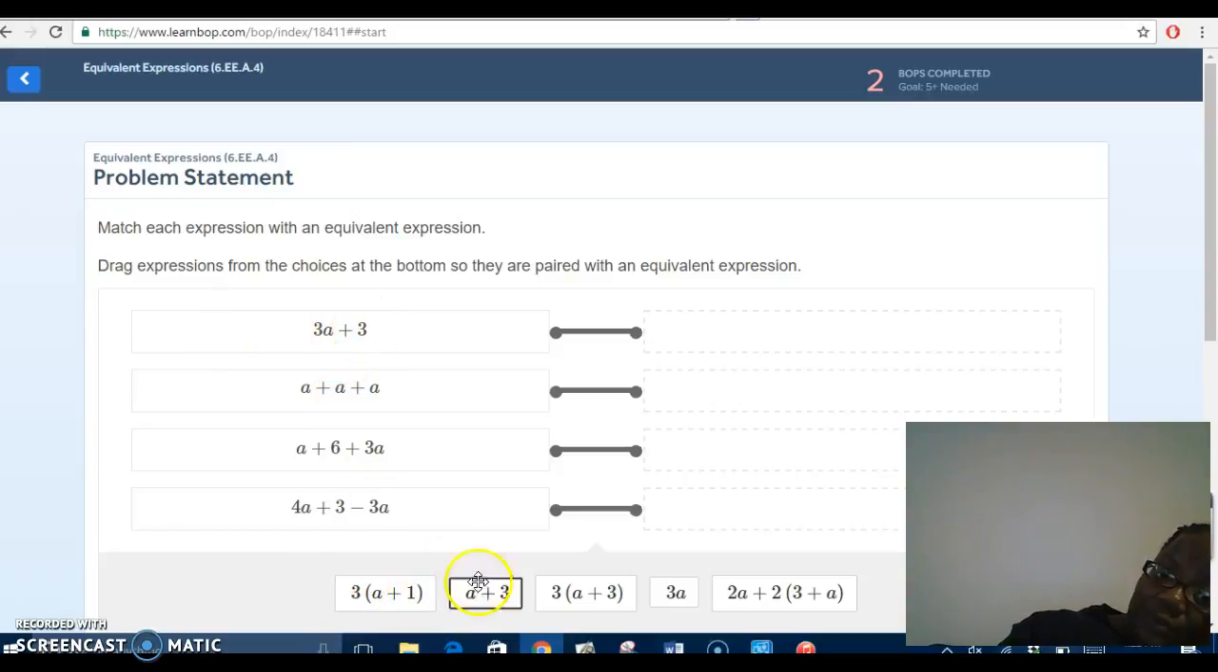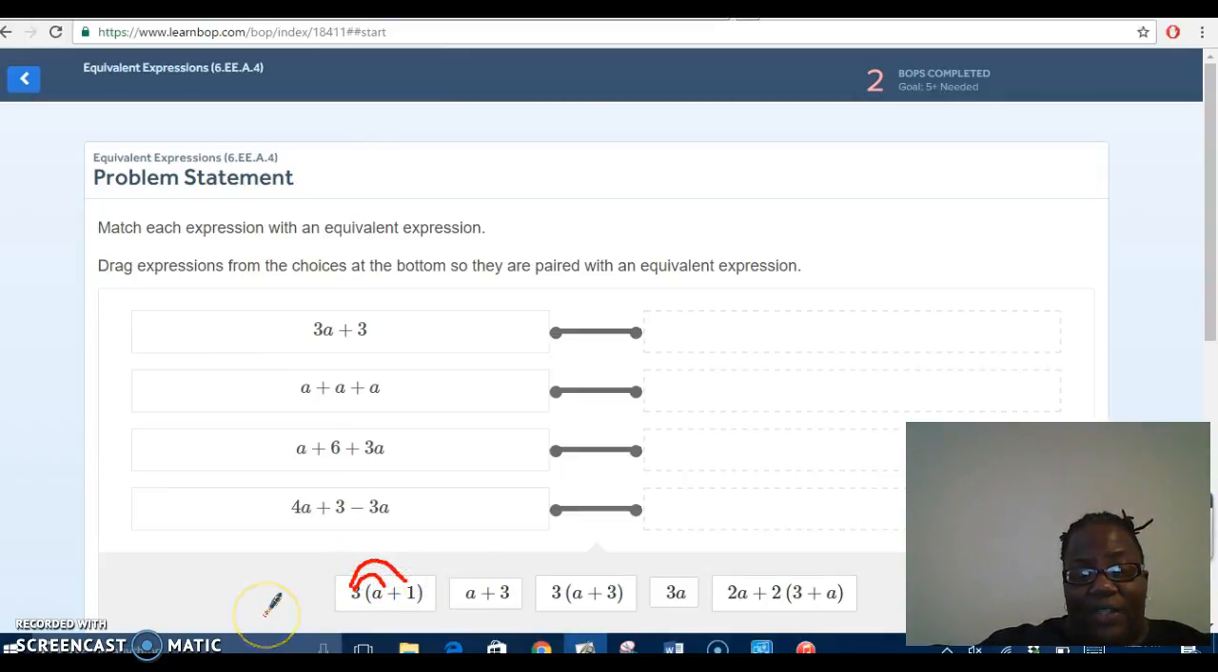Would it be this one? Would it be this one? Would it be this one? Would it be this one? Or would it be this one? So my suggestion to you, if you're not sure how to do it backwards and reverse, is to take a look at the answers and distribute and see what you get.